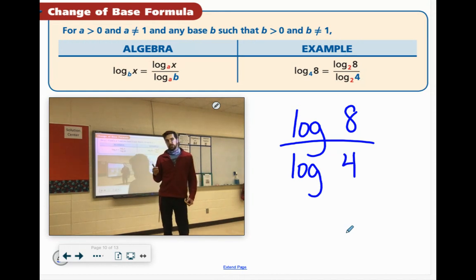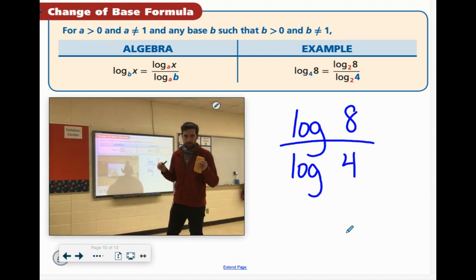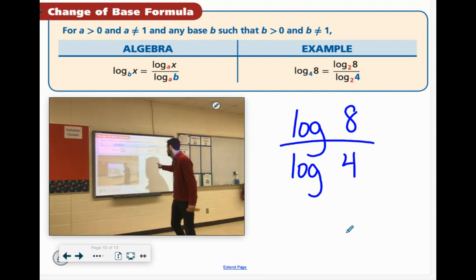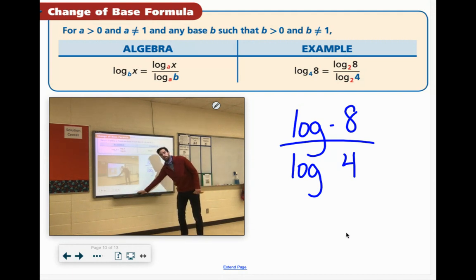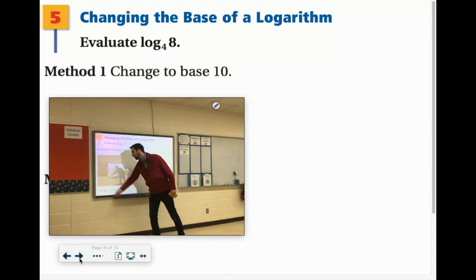Most calculators calculate in base 10, which, remember, is what it is if there's nothing written there, so this would be base 10. But we can just put whatever base we want there as long as we do it to both of them. So I want to show you, because this is our first example on the next slide.